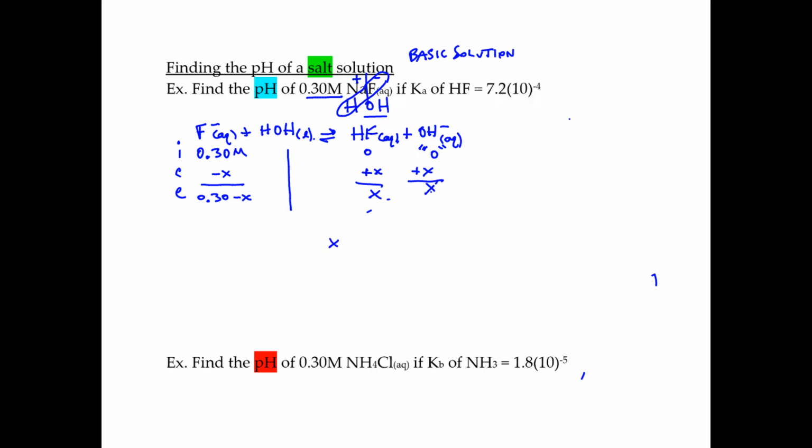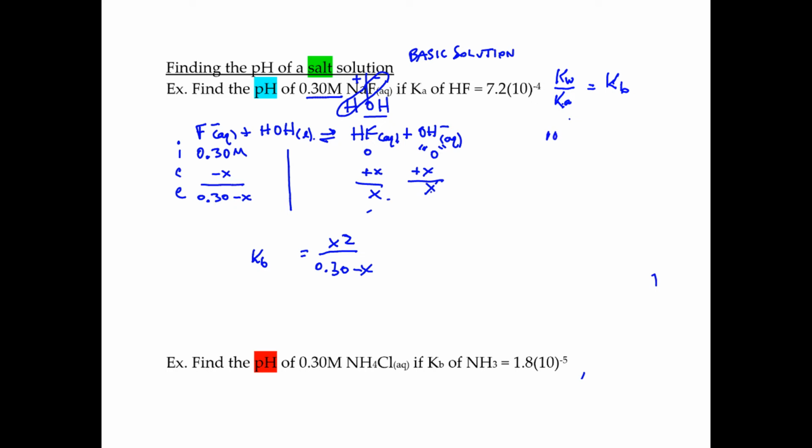Now you're going to set this equal to a Kb, because this is a base. So you're going to have x squared over 0.30 minus x equal to Kb. The Kb is going to be for fluoride. So fluoride, reacting with water, has a Kb value. However, look at what was given, the Ka of HF. So you're going to have to find the Kb yourself. Remember that Kw divided by Ka will give you Kb for the conjugate base.